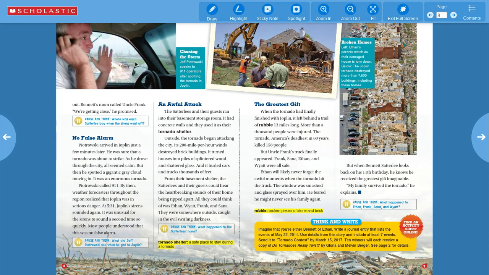So let's take a look at the photographs. It says, chasing the storm. Jeff Petrosky speaks to 911 operators after spotting the tornado in Joplin. So this is him calling 911 once he sees that the tornado is that really big, enormous cloud. Broken homes. Ethan's parents watch as their damaged house is torn down. So that's right here. The Joplin tornado destroyed more than 7,500 buildings, including these homes. So here's a picture of all of that being destroyed.